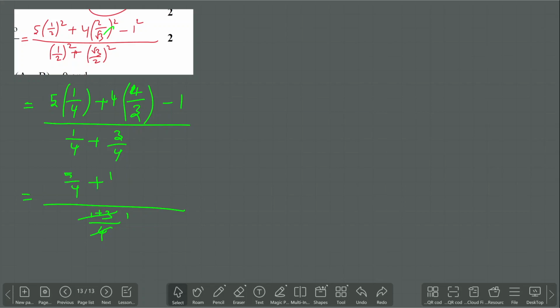4 4s are 16, divided by 3 minus 1. This you take cross multiple. So 5 3s are 15, 4 16s are 48, divided by 4 2s are 12 minus 1, take cross multiple. Before that add 48 plus 15, 63 minus 12 divided by 12 equal to, what am I getting? 3 minus 2 is 1, 5 minus 6 minus 1, 5 divided by 12.